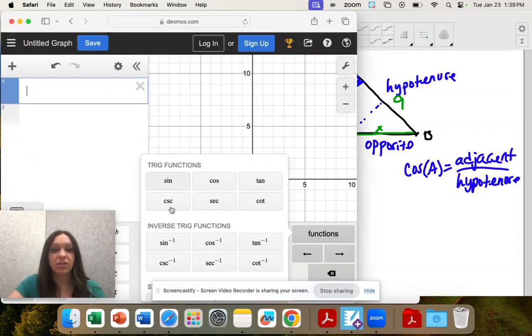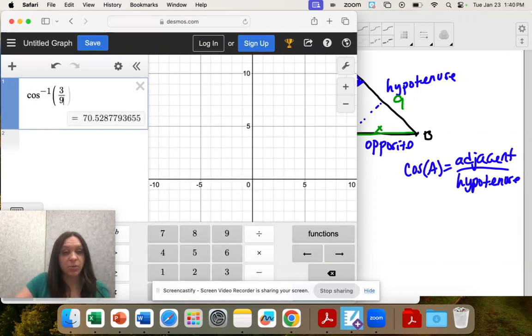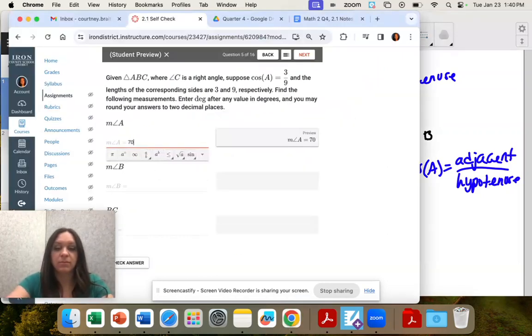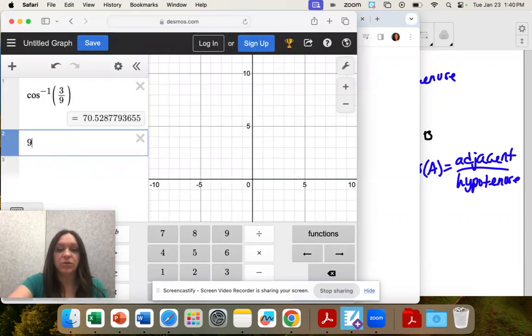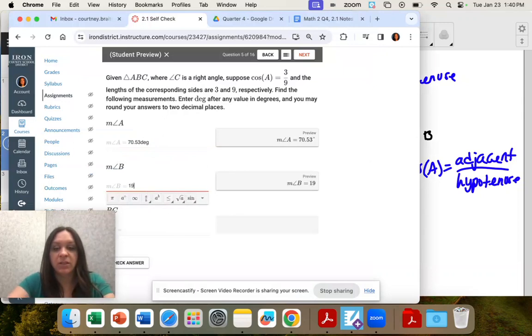I'm going to open my functions. Here's my inverse trig, 3/9, and round to 2 decimal places, so 70.53. And then you want to enter degrees. So DEG. Okay, to get angle B, we subtract that from 90. So 19.47. The two other angles in the triangle, the opposite ones, those add to 90, and then you add the right angle, and you get 180.